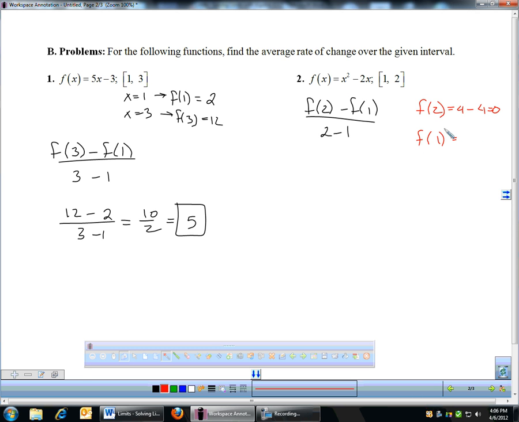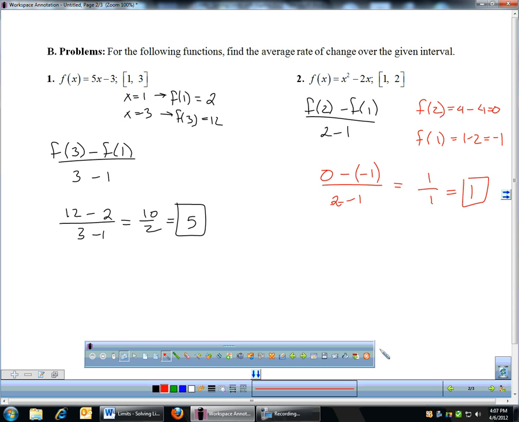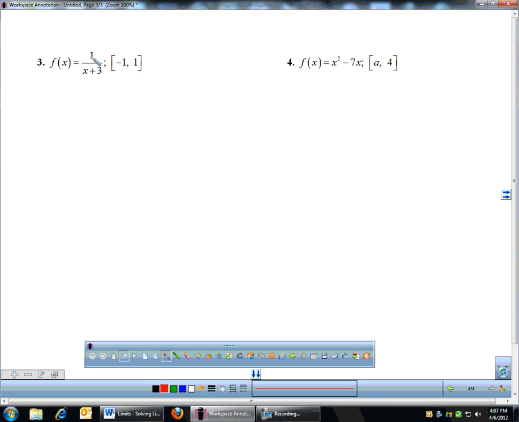1 squared minus 2 times 1 is negative 1. So f of 2 is 0, minus f of 1, which is negative 1, so watch your parentheses there: minus negative 1, over 2 minus 1. All right, 2 minus 1. 0 minus negative 1, that's the same thing as 0 plus 1, over 2 minus 1, and 1 divided by 1 is 1. So f of 2 minus f of 1 over 2 minus 1, work it out. Let's do number 3.